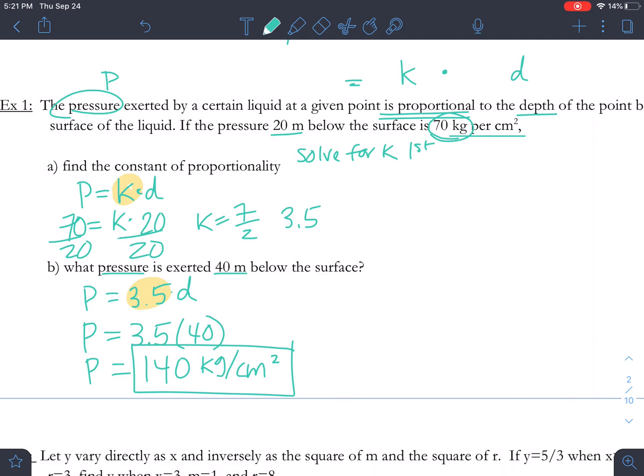Again, we wrote an equation, we solved for K, we plugged K in, and we're going to use that for a different scenario. Okay, so let's follow those same steps for our next one. Going to get a little more exciting here.